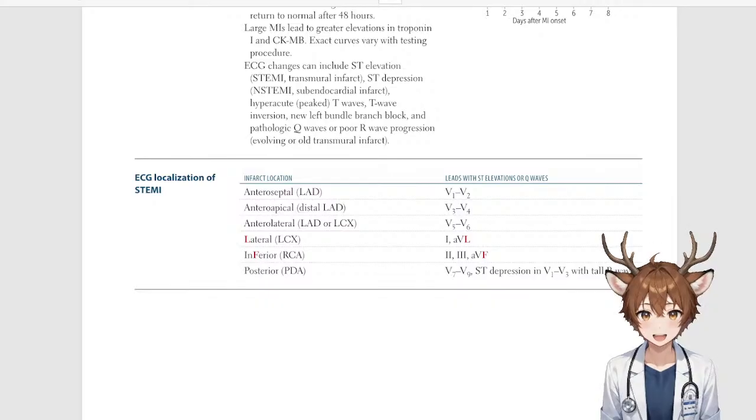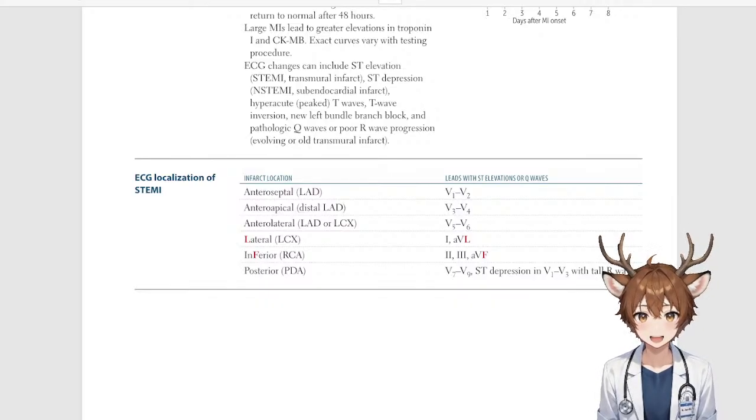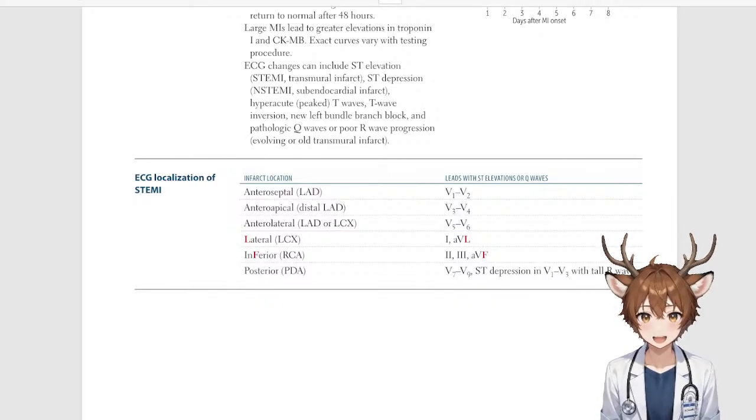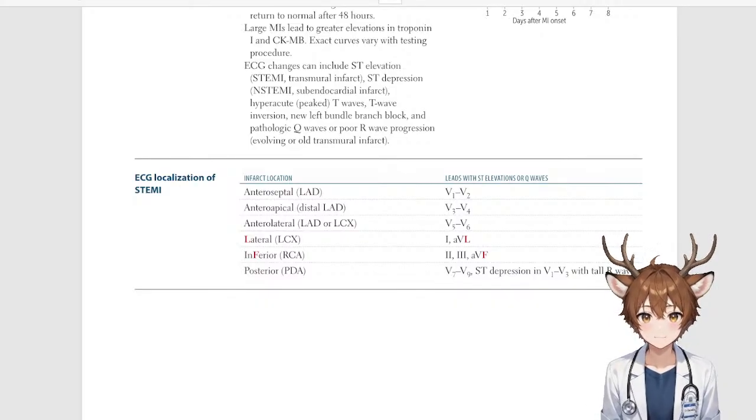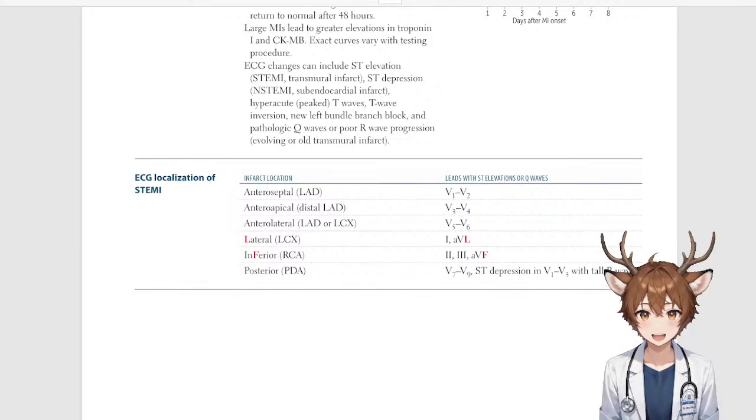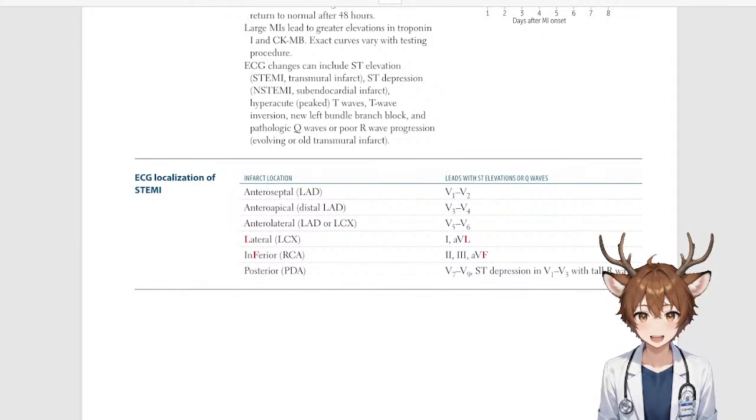EKG localization of STEMI. So it says here's the infarct location, and here's the leads with the ST segment elevations or Q waves. So this is kind of just showing you where you would find each of these things. Where would you find the problem, essentially.